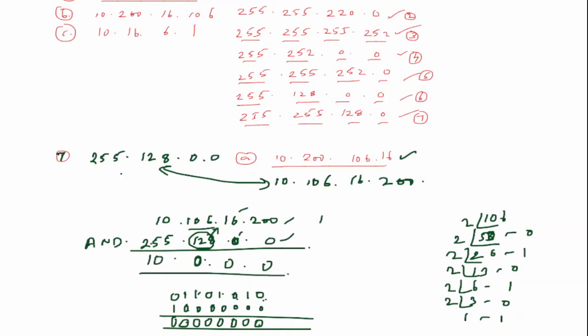So the network ID is 10.0.0.0. That is the network ID. So how many number of networks are possible here? 2 power 1, that is equal to 2 networks are possible.